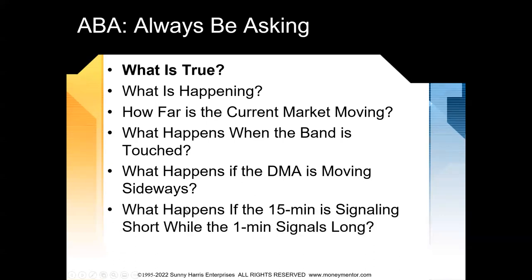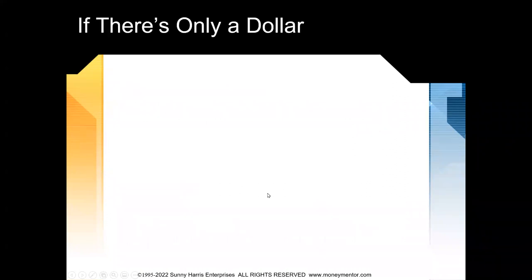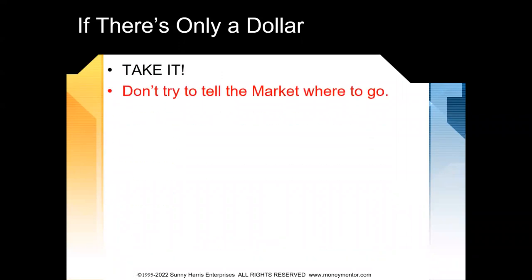You want to ask yourself what happens if the 15-minute signal's short and the 1-minute signal's long, or daily and weekly, however you'd like to look at those two different time frames. So if there's only a dollar, take it. Don't try to tell the market where to go. So what's the difference? What's the diff?